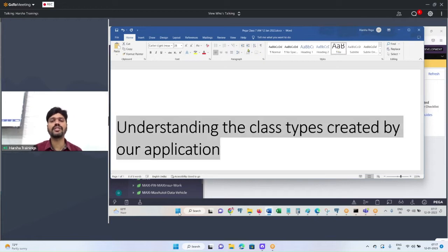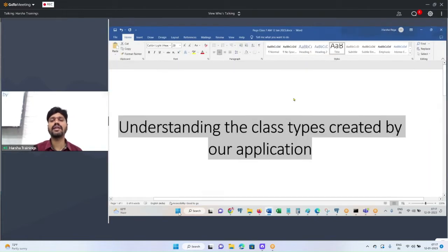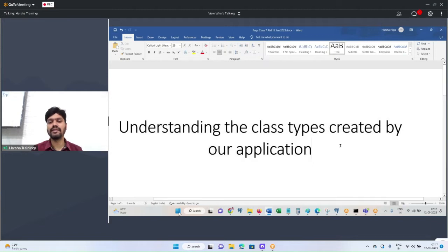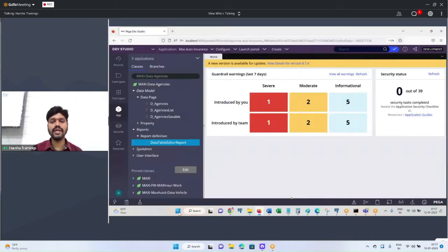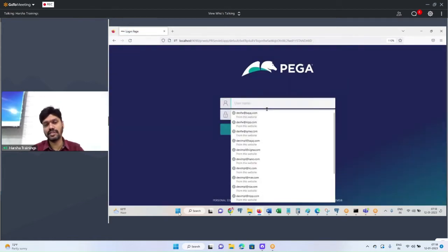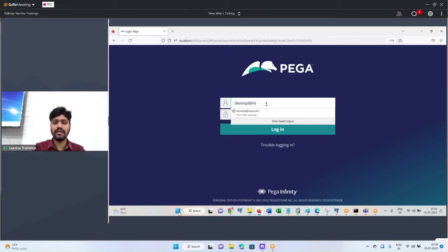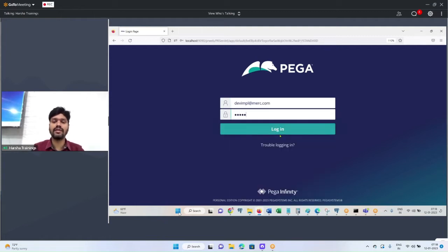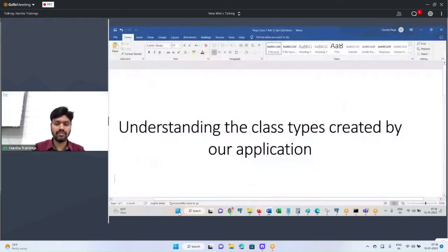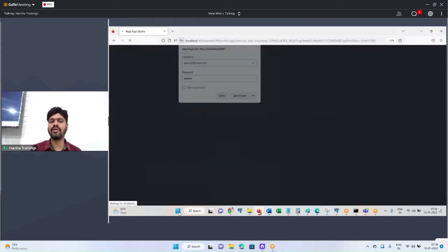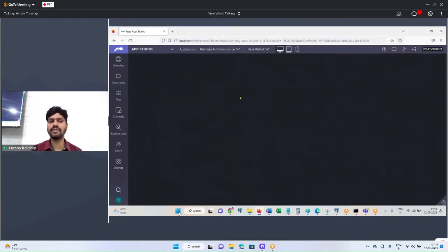See, while we create a new application, Pega has automatically created so many classes. After you create a new application, let's log into the implementation application first. I'll give you the dev.impl user. So log into the implementation application. I have logged into the implementation application.